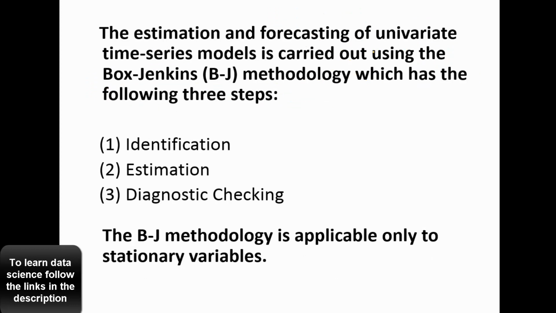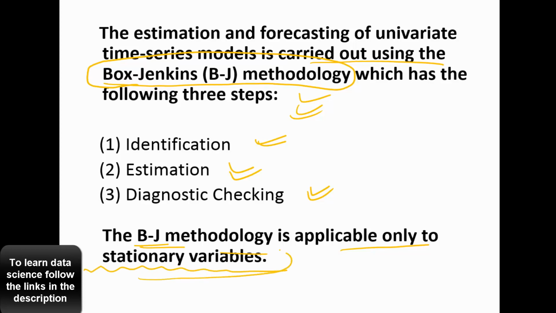The estimation and forecasting of univariate time series is carried out using a very famous methodology known as the Box-Jenkins methodology. These are two statisticians or econometricians who formulated this strategy of doing forecasting. The Box-Jenkins methodology is an important methodology of doing time series forecasting. It involves three steps: identification, estimation, and then diagnostic checking. And remember, the Box-Jenkins methodology is applicable only to stationary time series.